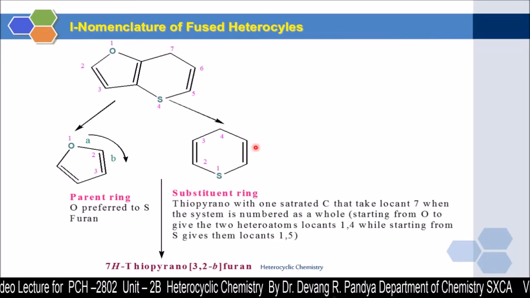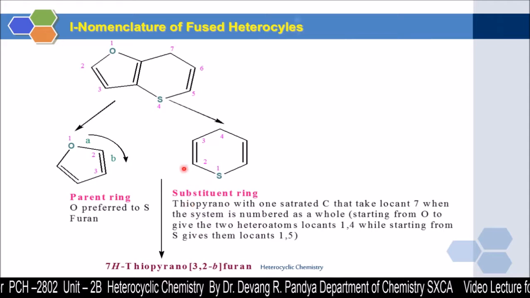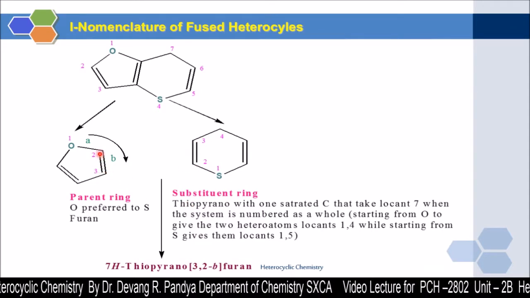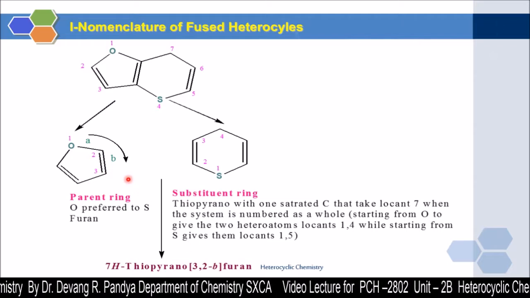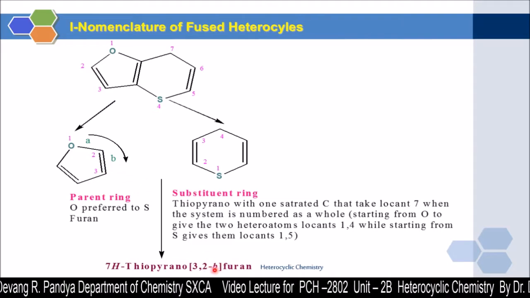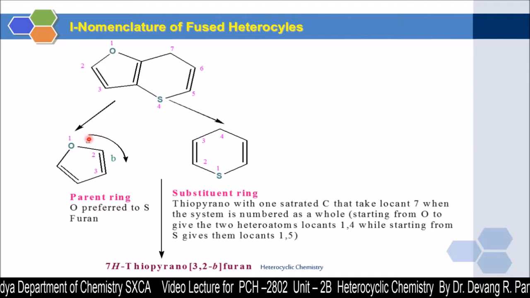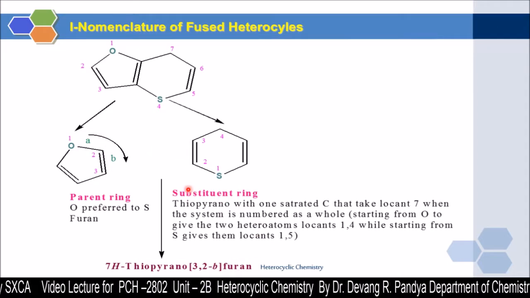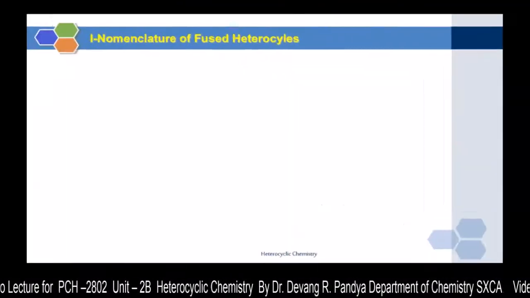Thiopyrano, that is this ring, and this ring has 3,2, that is the common wall. 3,2 is going to be the common wall, and then b is the common wall, so 3,2-b, and that is furan. So furan is written over here, and that is the way you can give nomenclature to this compound.